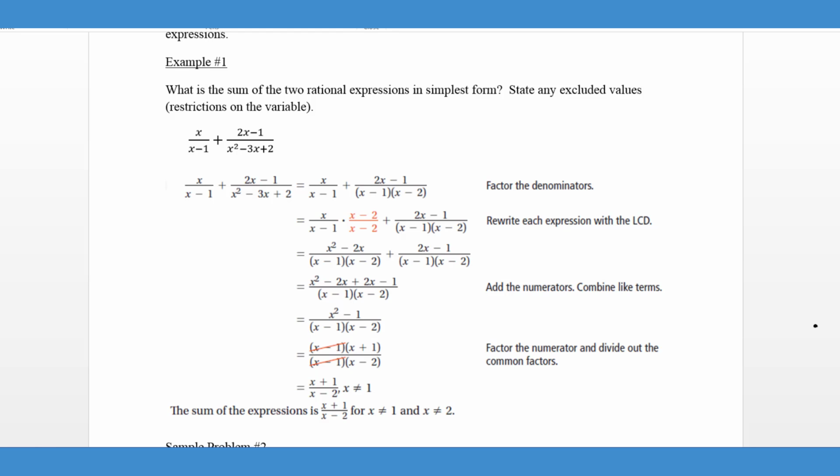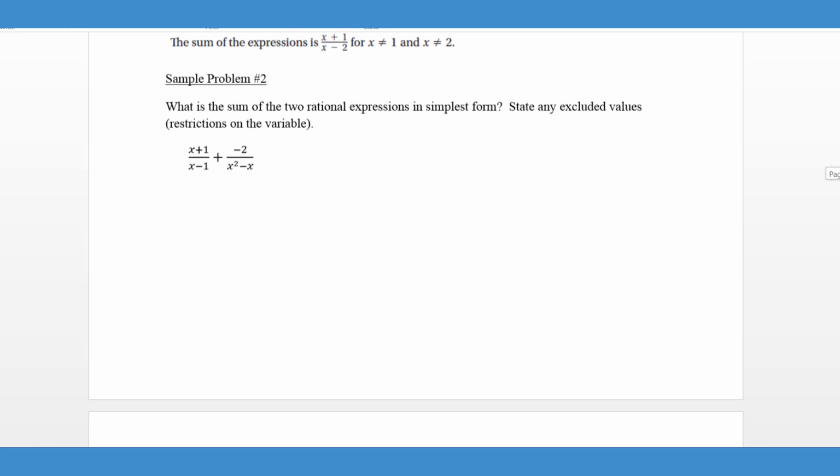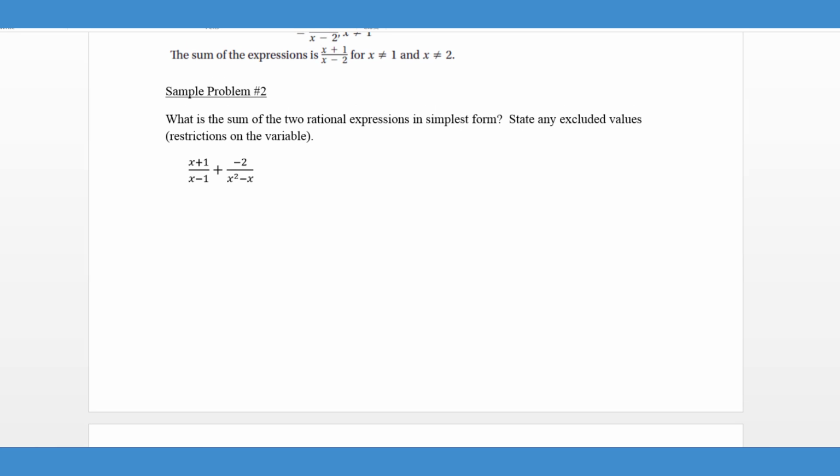Okay, so what I'd like you to do is go ahead and give sample problem number 2 a try, come back, take a look at the solution, and then from there you can move on to sample problem number 3 if you feel like you're understanding very well, and then watch the solutions on that also.